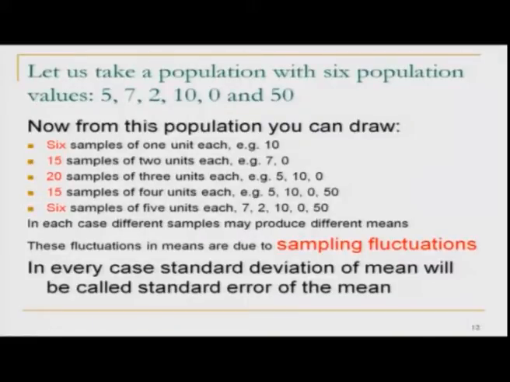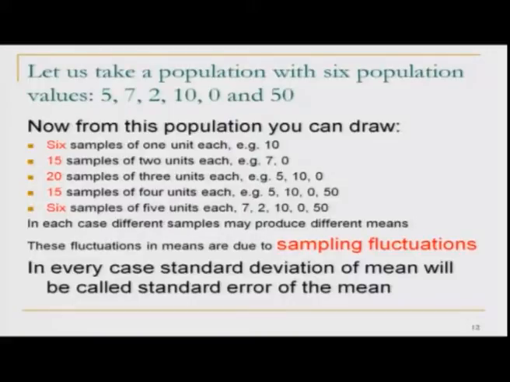How many? Out of 6, 15 samples of 2 units are possible, like 7 and 0 or 5 and 2 or 7 and 50. Similarly, if you draw 3 units from 6, 6 C 3, then you have 20 possible samples like 5, 10, 0, or it can be 2, 10 and 50. Results will vary from sample to sample. And if you have the mean of all 20 samples and calculate their standard deviation, that will be called the estimate of standard error of sample mean.